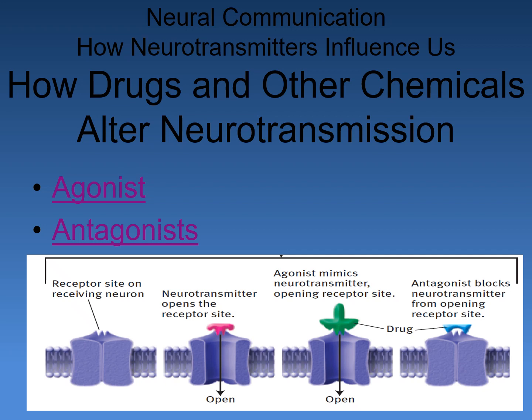So then, how do drugs and other chemicals alter neurotransmission? We have an agonist, which is a molecule that by binding to receptor sites stimulates a response. And we have an antagonist, which is a molecule that by binding to receptor sites inhibits or blocks a response. And drugs mimic these neurotransmitters.